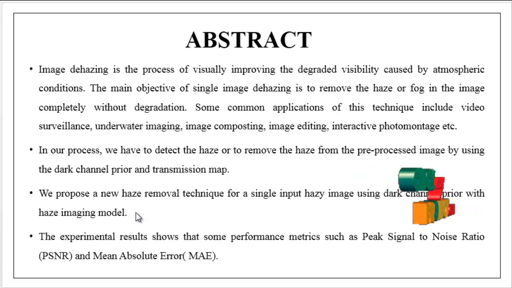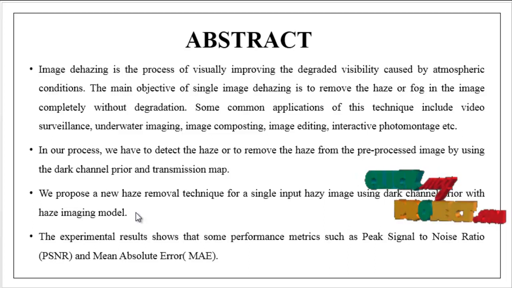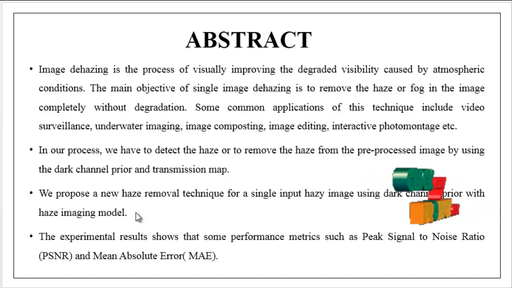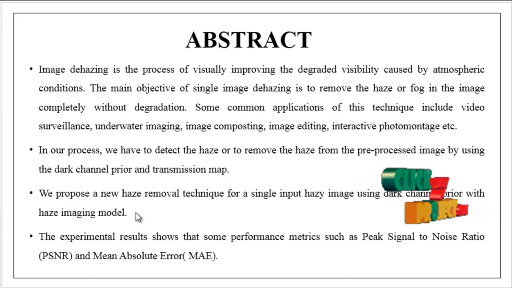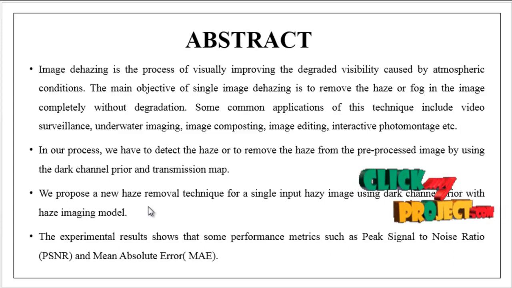In our process, we have to detect and remove the haze from the pre-processed image by using the dark channel prior, that is DCP, and transmission map. We propose a new haze removal technique for a single input hazy image using dark channel prior with the haze imaging model, that is the transmission map. Finally, the experimental results show performance metrics such as peak signal to noise ratio, that is PSNR, and mean absolute error, that is MAE. So this is the overview of our process.